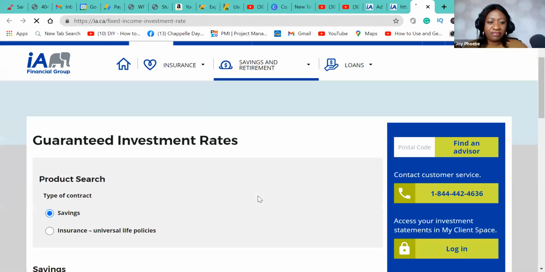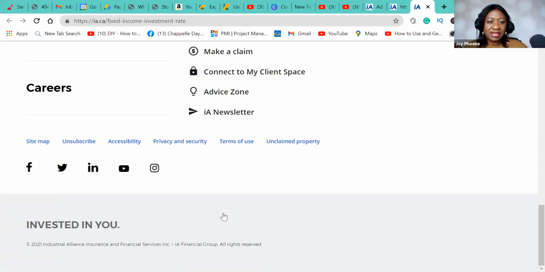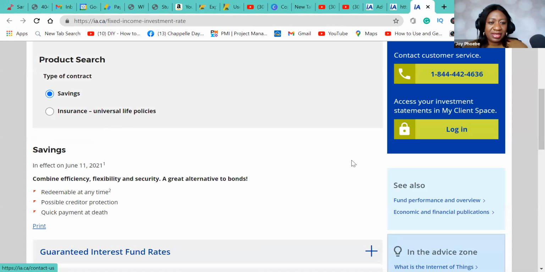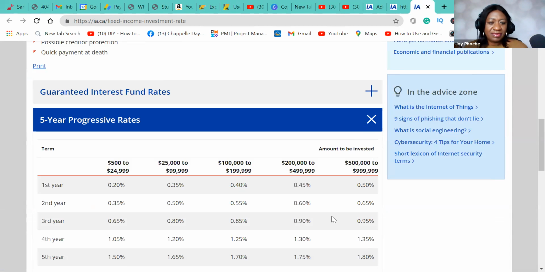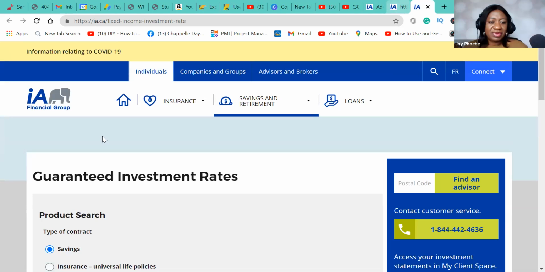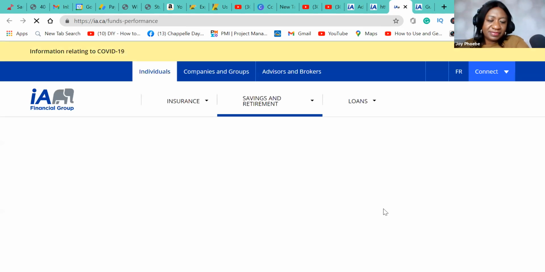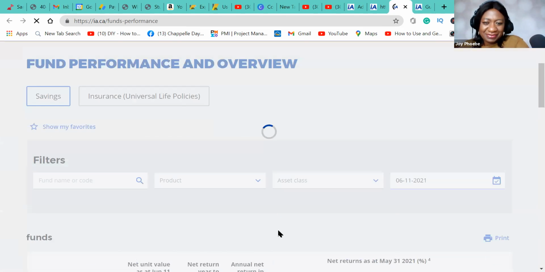Let's see. This might be what we are looking for. It's loading. Oh no, not this. Oh, this is not what I'm looking for. Okay, let me look at funds performance. I hope you guys will see value in this stuff that I'm doing right now.